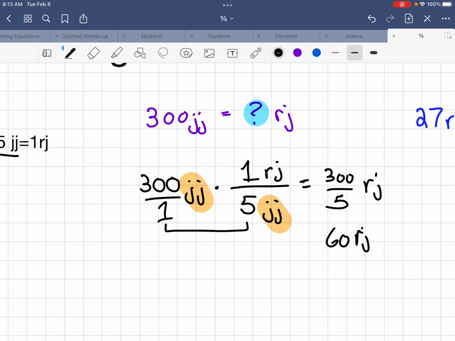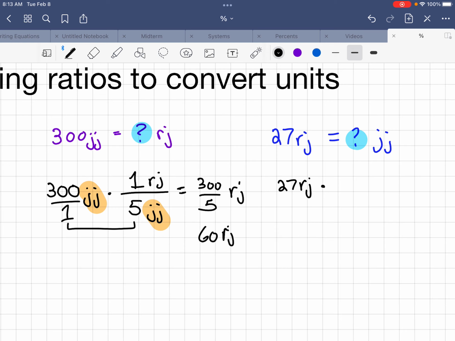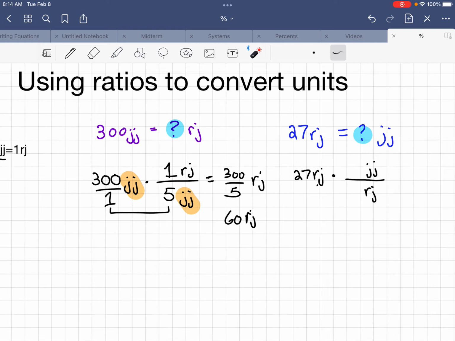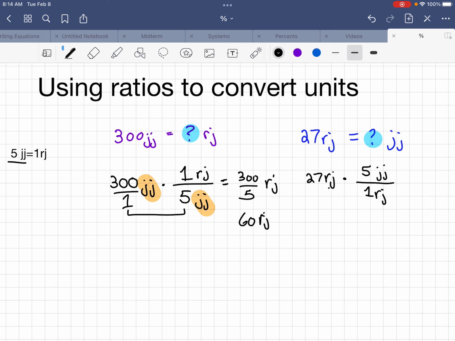Let's check out converting from RJ to JJ. So again, we want to take our value and the units that we're trying to get rid of. We put the unit that we're trying to get rid of in the denominator, the unit that we want to keep in the numerator. We look at our conversions and we say, oh, 5 JJ. So the 5 goes in the top and the 1 here goes in the bottom. It won't always be a 5-to-1 ratio. It could be whatever number you need to put in there. In this case, it's 5-to-1. It could be a different situation. It could be 3-to-4. It's really whatever ends up happening here.